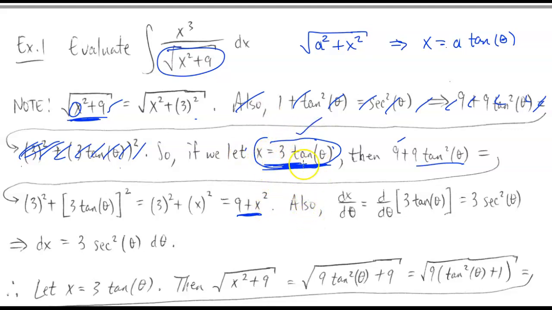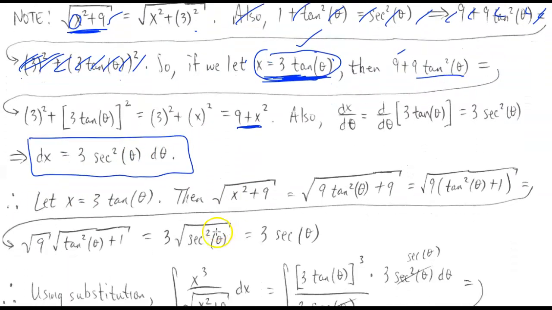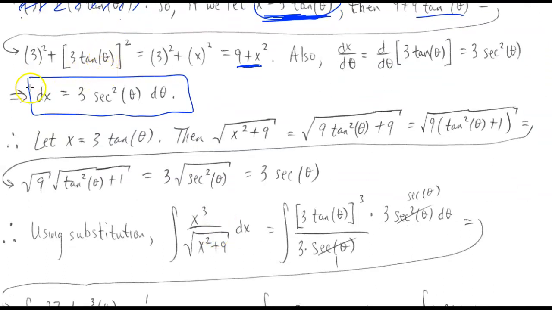But if we do that, then of course we have to take the derivative of this as well. And so the derivative of x with respect to theta will just be 3 times secant squared theta. So that means that our dx here is going to be 3 secant squared theta d theta. Okay. So the most important thing here is that x is going to be 3 tangent theta, and that dx is going to be 3 secant squared theta d theta. All right, so in noting that, we're going to officially let x equal 3 tangent theta.